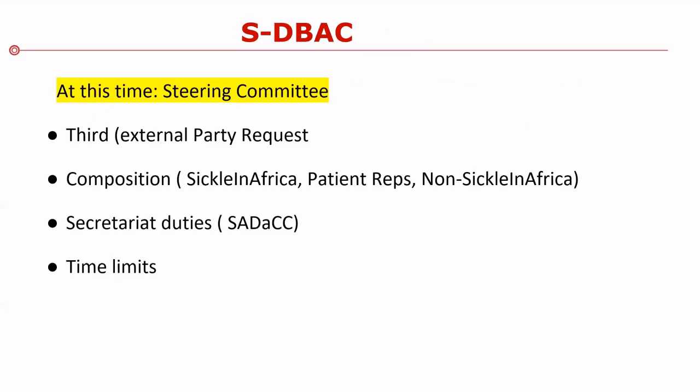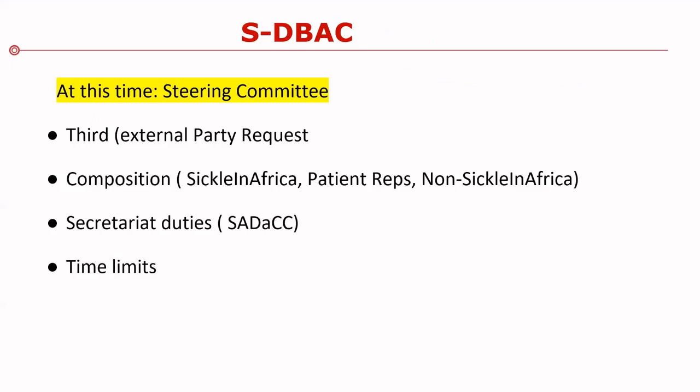Okay, so the DBAC will mostly, if we want that, look at third party requests, and it's important that we think about the composition. So when we go out to the breakout groups, if we think a DBAC is required, what should be the composition? Should we have Sickle in Africa PIs? What percentage? Should all PIs be involved? In terms of disciplinary backgrounds, who should be there?